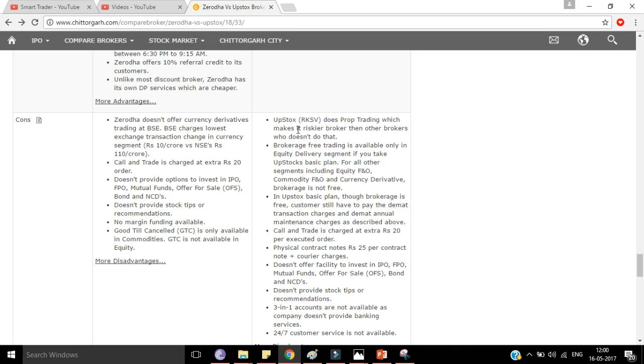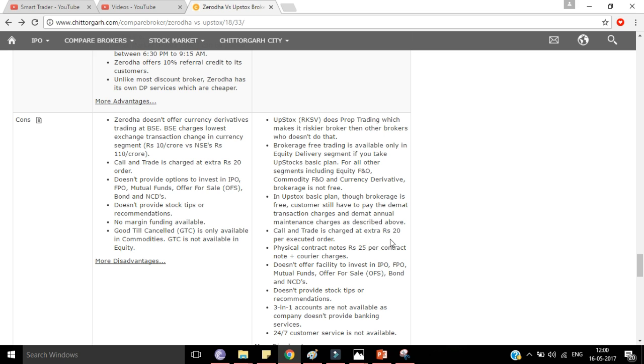Talk about Upstox disadvantages. Upstox does prop trading, which makes it a riskier broker than other brokers who don't do that. Brokerage-free trading is available only in equity delivery segment. If you take Upstox basic plan, for all other segments including equity, FNO, commodity, and currency derivative, brokerage is not free. In Upstox basic plan, though brokerage is free, customers still have to pay the demat transaction charges and demat annual maintenance charges as well.